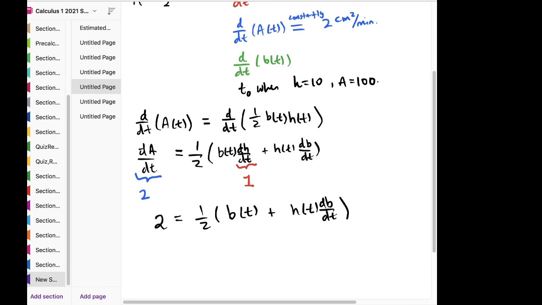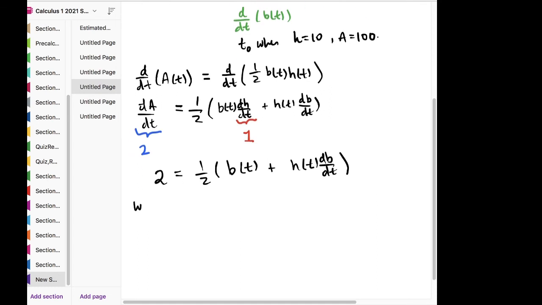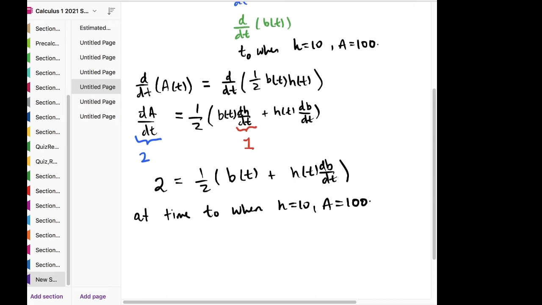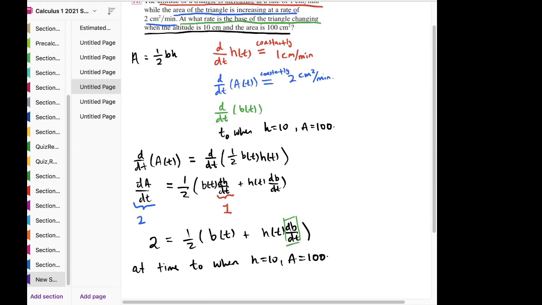So now we want to care about time t naught, when h is 10 and A is 100. That's what we want, right? The goal is to find what this is, if we look at our question again, when h equals 10 and A is equal to 100.